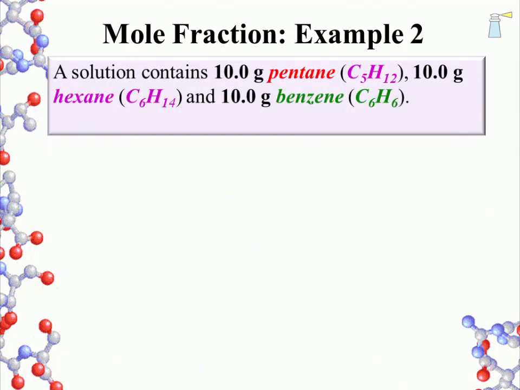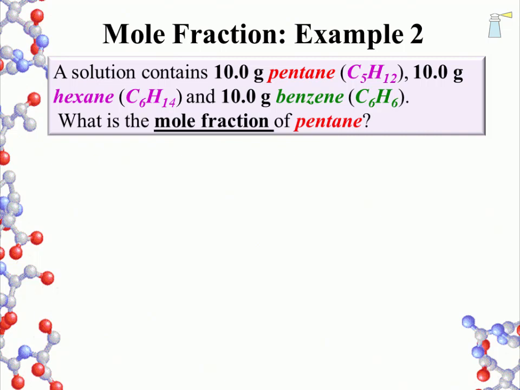Our final example says that a solution contains 10.0 grams of pentane, C5H12, 10 grams of hexane, C6H14, and 10.0 grams of benzene, C6H6. We are asked to find the mole fraction of pentane. The first thing to note is that there are 3 substances, all liquids, in this equation. It is still solved the same way as the previous 2-substance example.